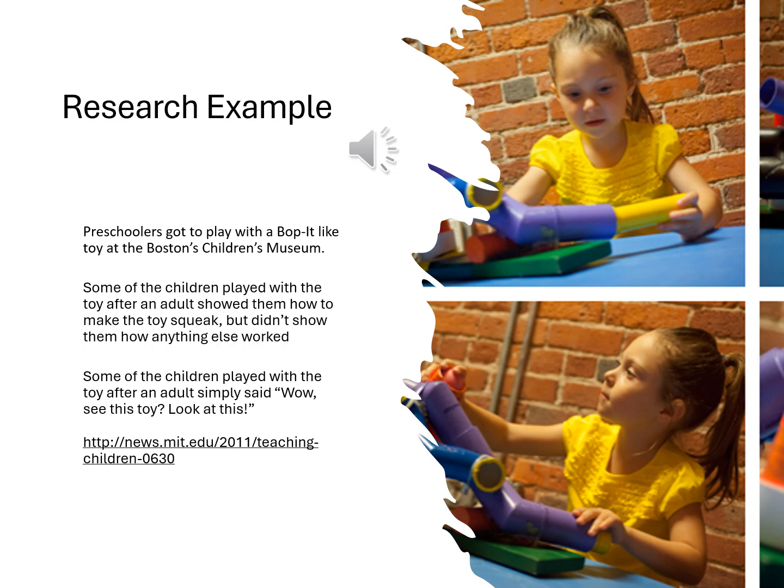One, direct instruction, showing the children to do something, but then not giving them any other hints that it can do anything else. And the other, really just kind of more guided, free choice kind of land where you're just saying, wow, this is a really cool thing. Come over and see what you can do with it. If you want to learn more about the study, I would encourage you to read the article on this slide. So let's go to the next slide to talk about what the researchers found.